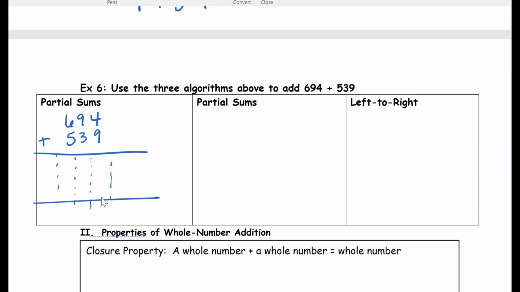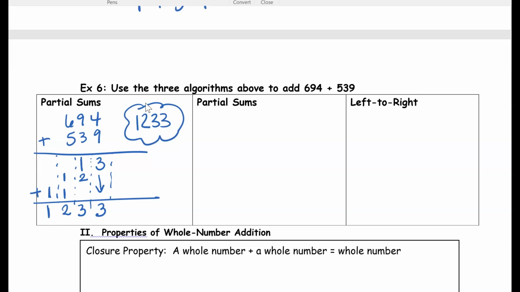So 9 plus 4 is 13, and I'm going to write that down like that. 9 plus 3 is 12, and 6 plus 5 is 11. Okay, now I bring everything down, adding if there's more than one number there. So 3, 1 plus 2 is 3, 1 plus 1 is 2, and carry down the 1. So I'm left with 1,233 as my answer. Okay, the other way to do it is write it out.